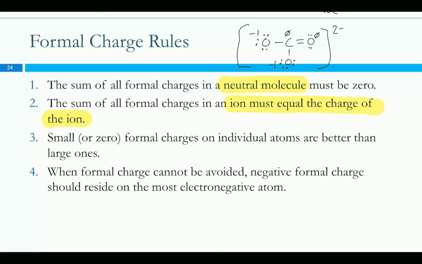Now, when it comes to drawing good Lewis structures, you've got to follow these first 2 rules. The first rule is that small or 0 formal charges are better than large ones. So let's put that another way: minimize formal charges. If you have to have formal charges, then negative formal charge should reside on the most electronegative atom. So again, closer to fluorine is more electronegative.